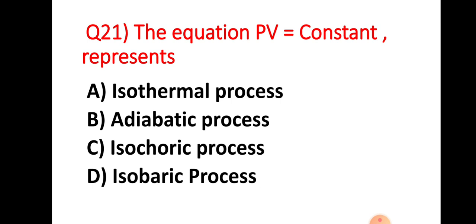Now let us see this extra. I have kept two extra questions here. The equation PV is equal to constant always represents isothermal process. So option choice A is the correct answer for question number 21. Now last question for today. The equation PV to the power gamma is constant represents adiabatic process.